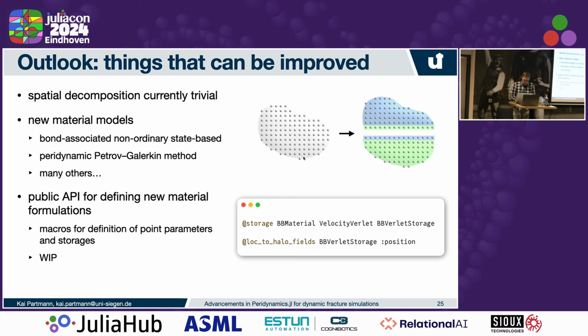So this is basically a copy from the current source code. If we create a storage for a specific material and a specific solver, you can specify that it belongs to that with this add storage macro. And if you want to specify which fields need a halo exchange, you can do that also with this one line, with this macro.